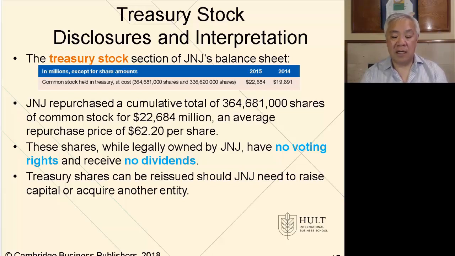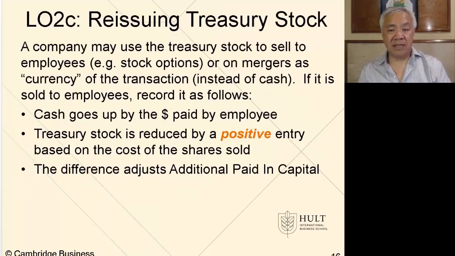And these are legally owned by J&J, but there's no voting rights. You can't vote for yourself, right? That's inside the company. Nor can you pay yourself a dividend. They're in the company, but they're not enjoying the full rights as if they were some outside investor. Treasury shares could be reissued, and they could do this as part of a merger and acquisition transaction, or to sell stock to honor the employee's right to buy some of the company stock.